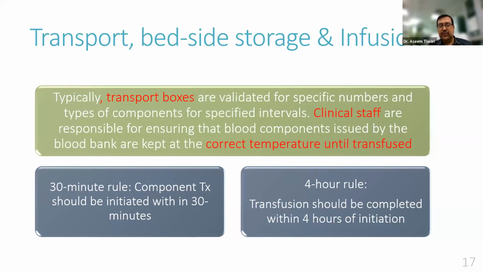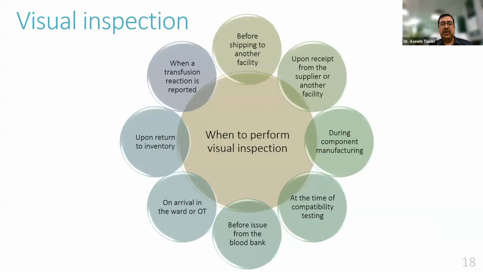And there are two rules which are followed. The first rule is called a 30-minute rule, which means that the transfusion has to be initiated within 30 minutes of receiving in the ward or OT. And the second rule is a 4-hour rule, which means that the transfusion should be completed within the 4 hours of initiation. So these are two simple rules. If adopted, ensure that blood is correctly initiated and transfused completely.